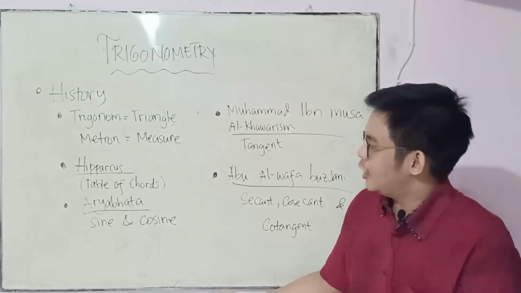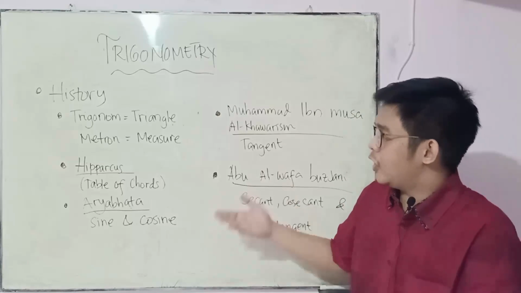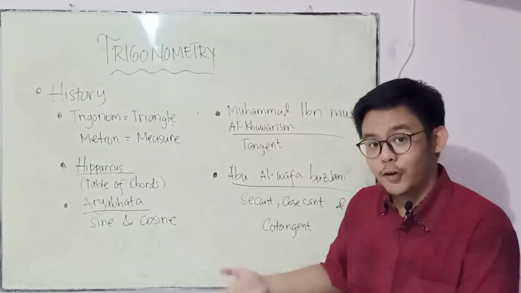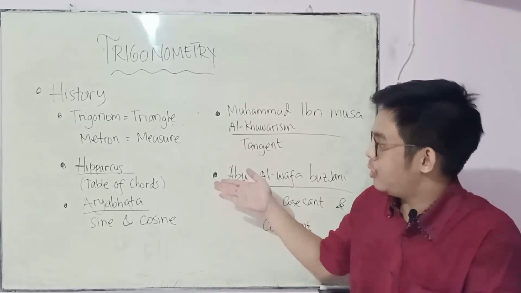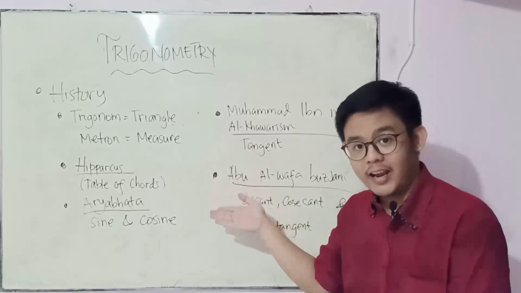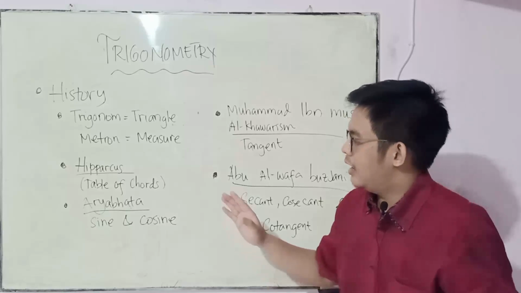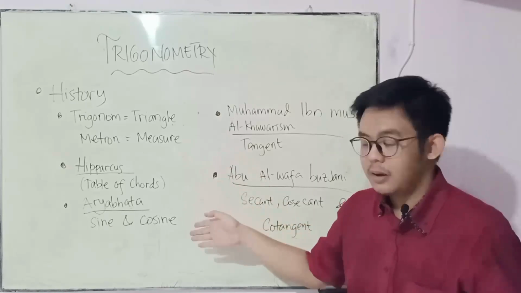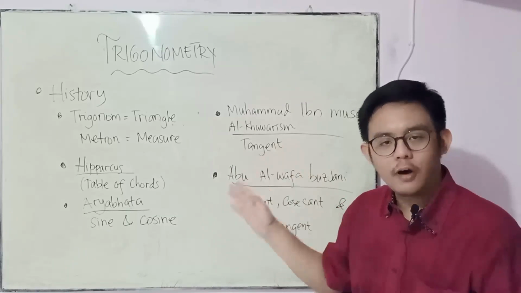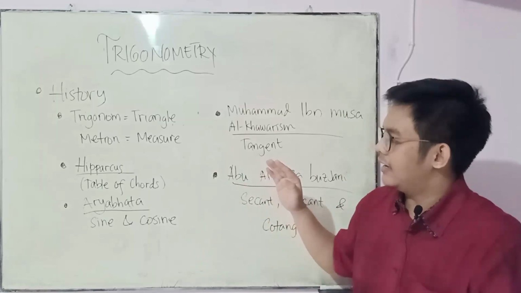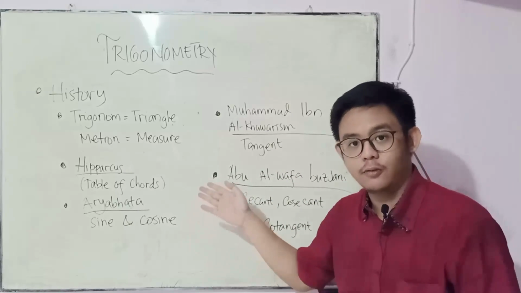trigonometry. So the history: trigonometry comes from the Greek words trigonon, which means triangle, and metron, which means measure. And in here we have Hipparchus. He is actually the father of trigonometry, and he discovered the table of chords.